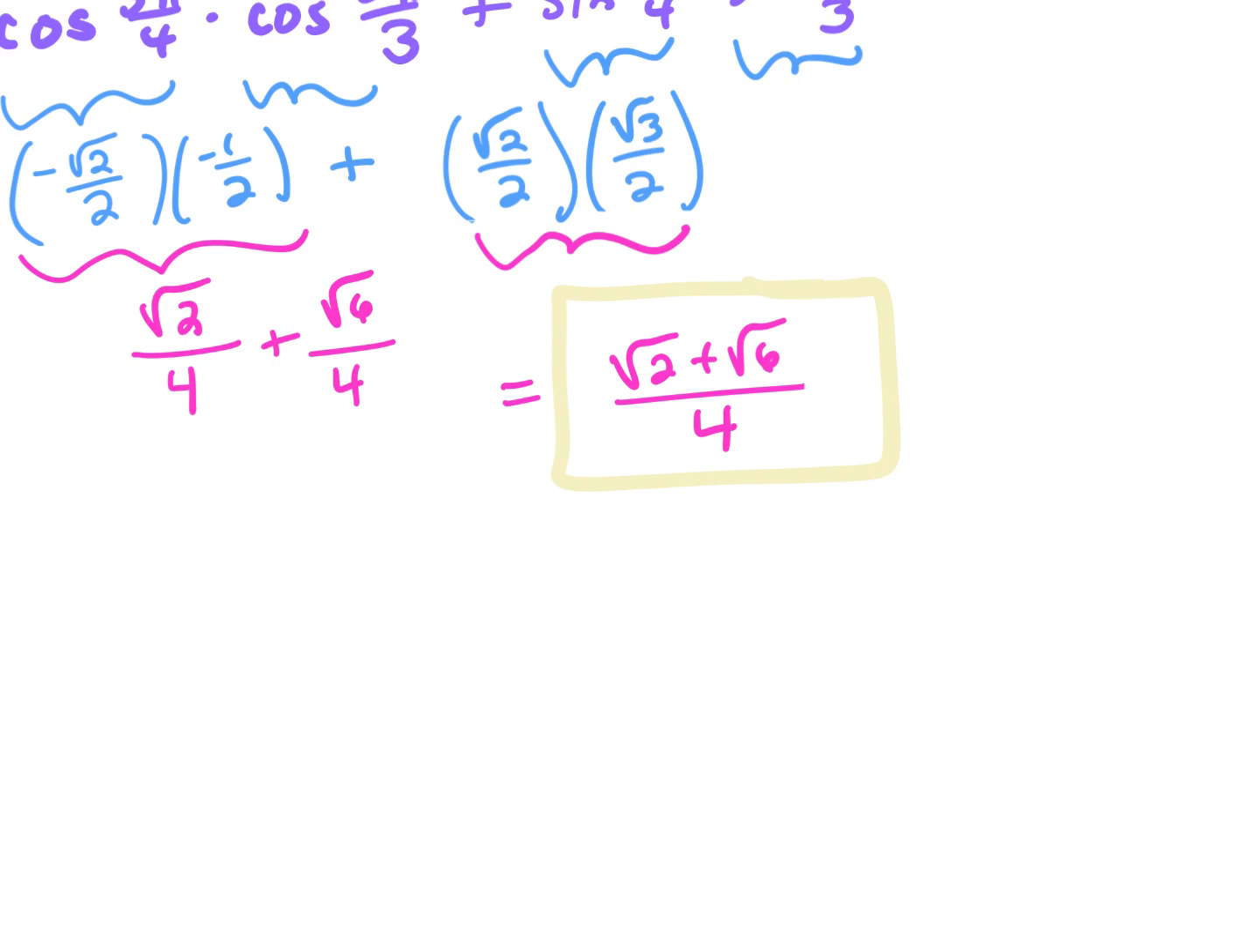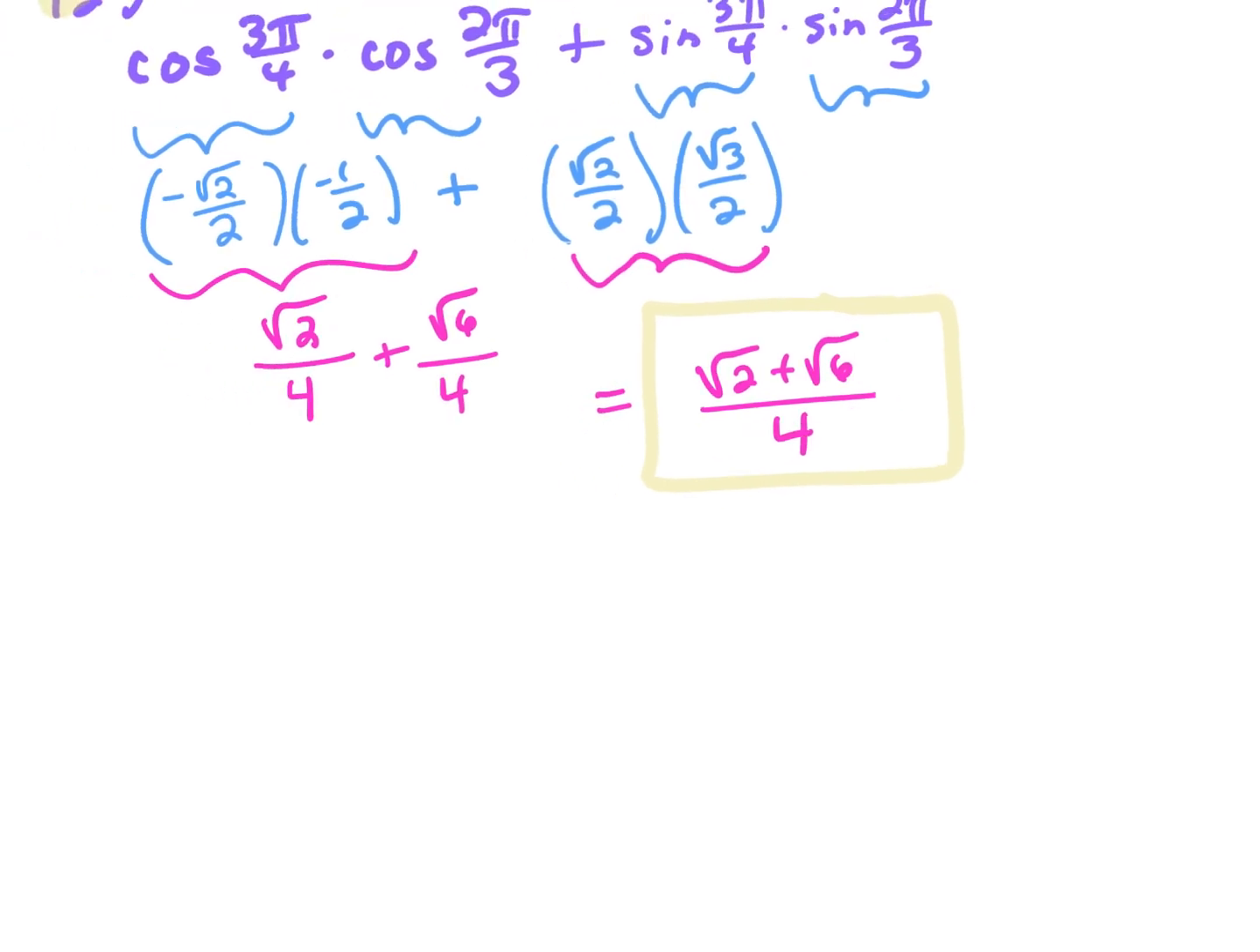Here's the thing. All of these problems, whether we're doing a cosine sum or difference formula or a sine sum or difference formula, the format of your final answer is always going to look like this. The difference is going to be whether this is a plus or a minus, whether the root 2 is positive or negative, whether the root 6 is positive or negative. So get used to this format of what the answer looks like, because if you solve a problem and you get something that doesn't look like this, then you know you've done something wrong.